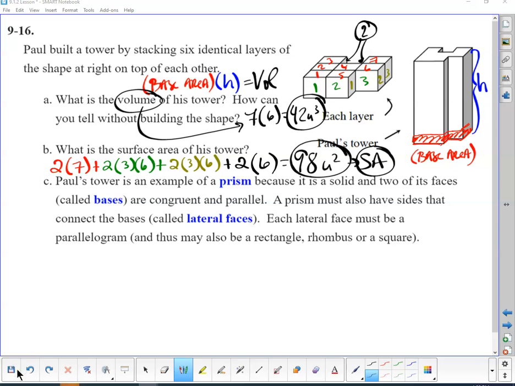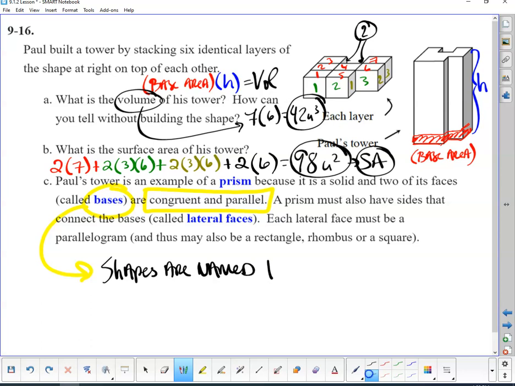So a little bit of vocabulary. This is called a prism because it's a solid and two of its faces are called bases and are congruent and parallel. So the big fact here, the bases are congruent and parallel. And the important part about those bases is that the shapes are named for the bases. And the other sides are called lateral faces, otherwise known as side faces. So that's just a little vocabulary.